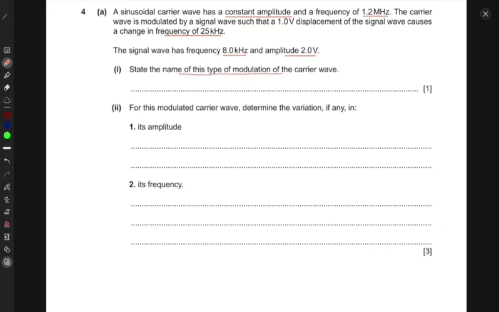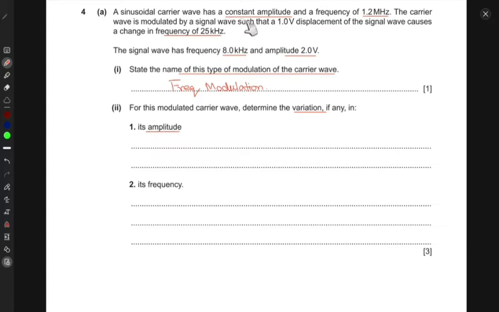State the name of this type of modulation of the carrier wave. Now we know if the amplitude remains constant, the modulation is a frequency modulation. So the answer, the name of this type of modulation is the frequency modulation. We know that the other one is the amplitude modulation, but in there the amplitude does not remain constant, and in this statement we were specified that we have a constant amplitude, and hence the type of modulation is a frequency modulation.